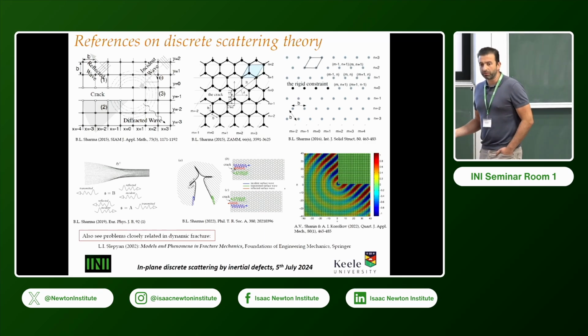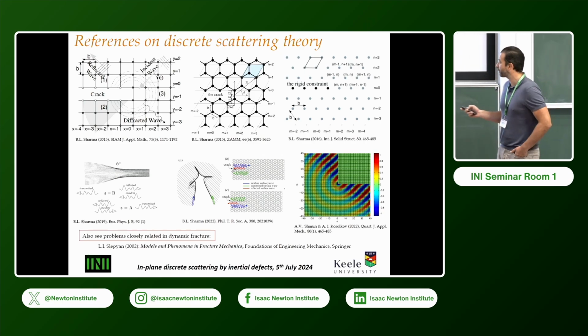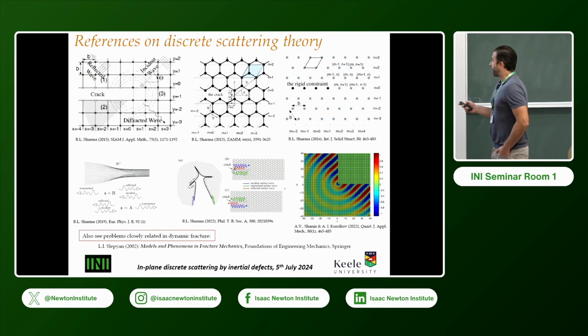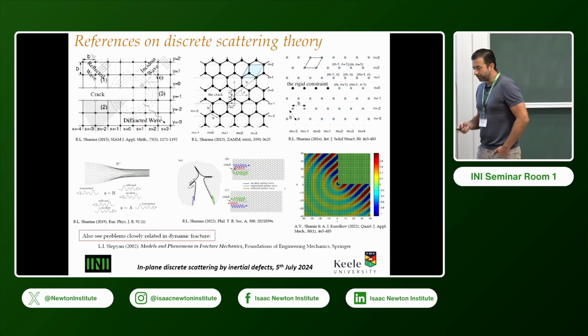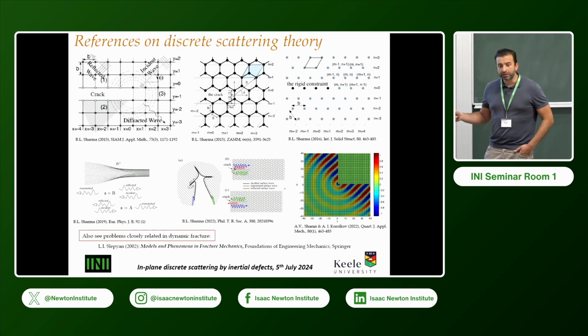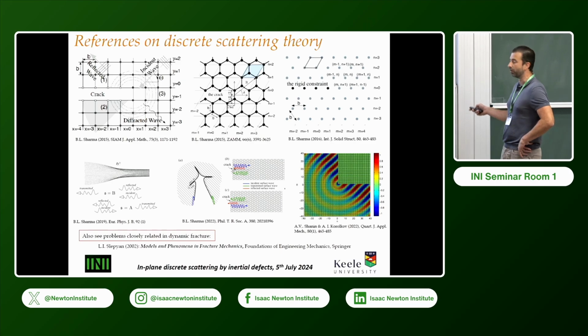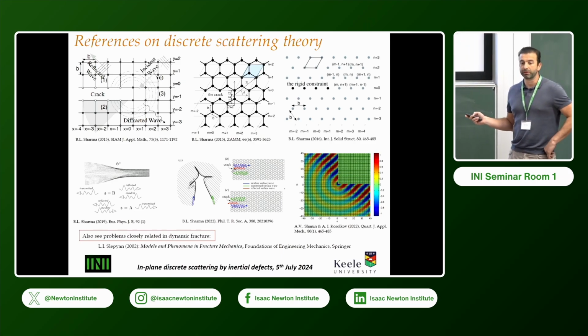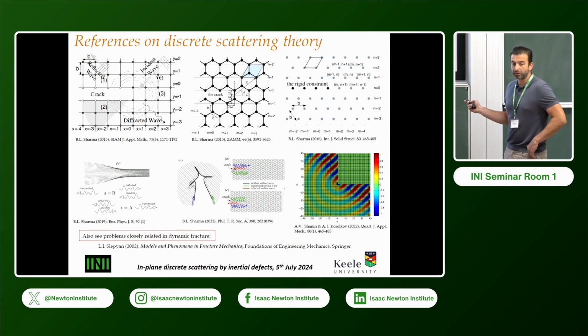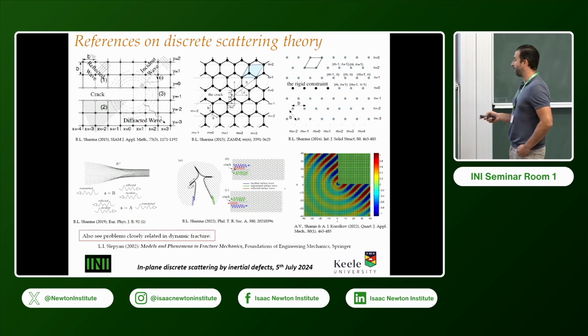Or look at how cracks in lattices scatter Rayleigh waves at the tip. More recently, so this was all related to scattering by one-dimensional defects in structured materials. More recently, and there was a talk earlier this week by Andrei Korolkov on this, there is the paper by Andrei Shainin and Andrei Korolkov, who look at scattering by a two-dimensional domain in a lattice, which also uses Wiener-Hopf.